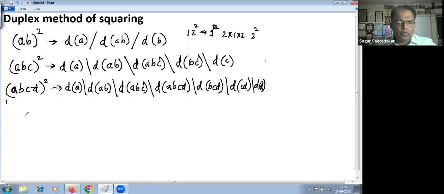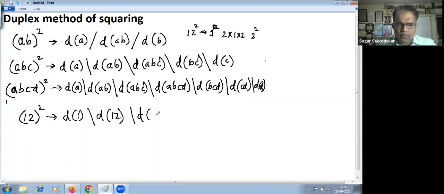So for two-digit squares, if you use the duplex method, it comes to the same thing as squares of any two-digit number that you have studied. Let's just confirm. 12 square will be duplex of 1, duplex of 1, 2, and duplex of 2. Duplex of 1 means 1 square, that is 1. Duplex of 1, 2 is 2 into 1 into 2, that is 4. And duplex of 2 means 2 square, that is 4.